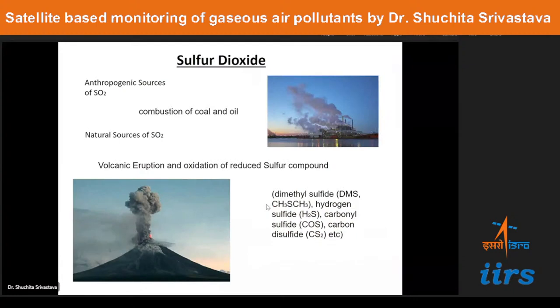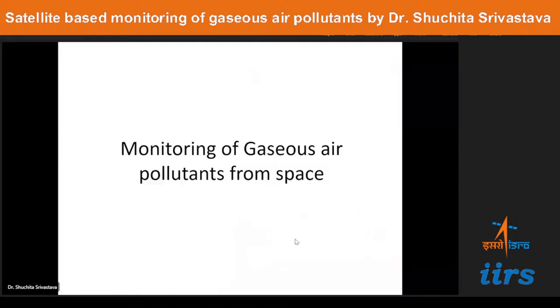Then sulfur dioxide. The major anthropogenic source of sulfur dioxide is combustion of coal and oil, and it is mainly emitted from power plants and industries. And the major natural sources of sulfur dioxide are volcanic eruption and oxidation of reduced sulfur compounds like dimethyl sulfide, hydrogen sulfide, carbonyl sulfide, and carbon disulfide. So now we are going to understand the monitoring of gaseous air pollutants from space.